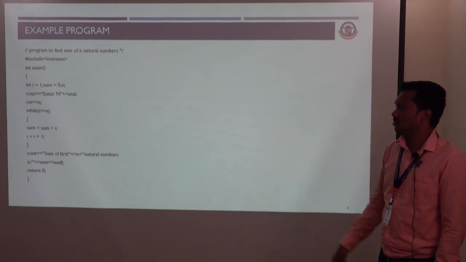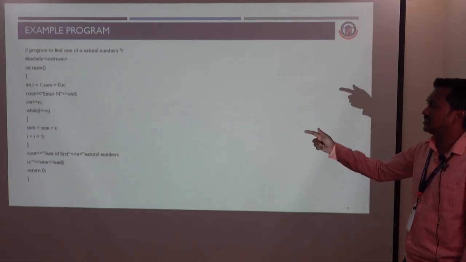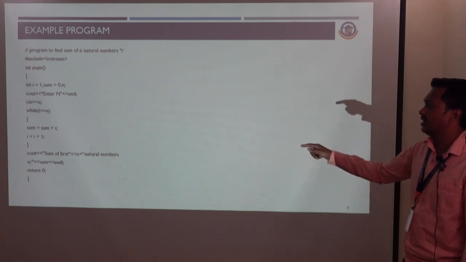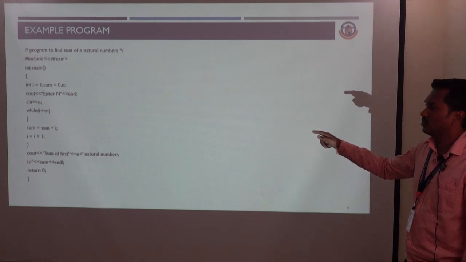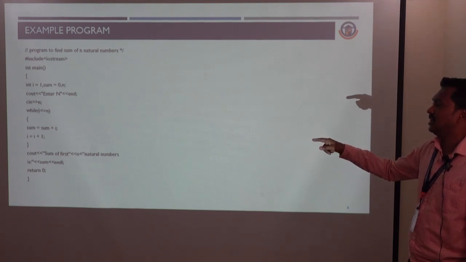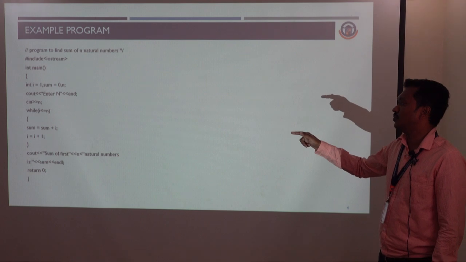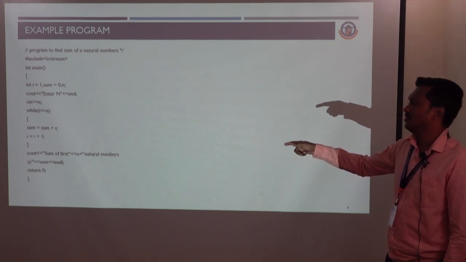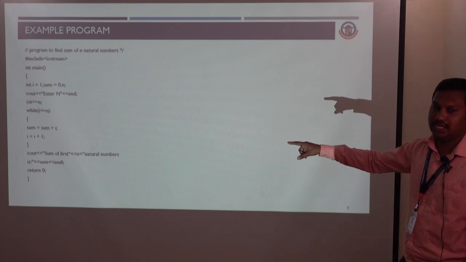Then we come to the while loop. First, while is a keyword, then we check the condition i less than or equal to n. Then we give the statement sum equal to sum plus i, and finally i equal to i plus 1. Then finally we print the sum of n natural numbers.